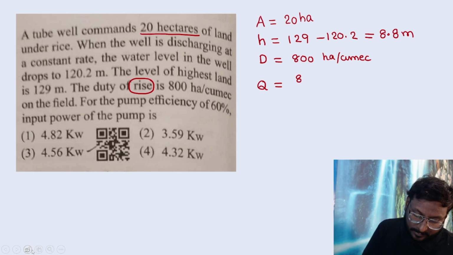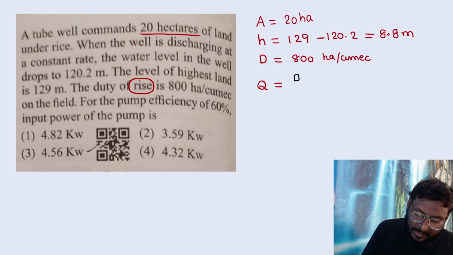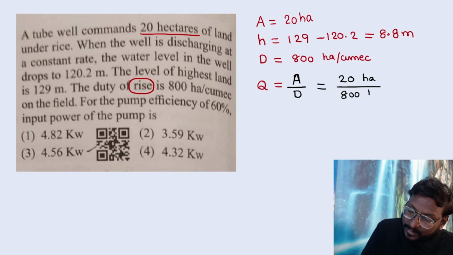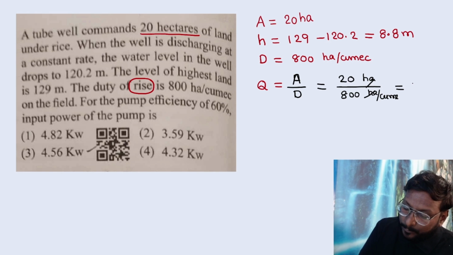Please understand, you know the duty and you know the area, so you can get the discharge. Discharge is equal to area by duty. Area is 20 hectare, duty is 800 hectare per cumec, so you get it in cumecs. 20 by 800 gives 0.025 meter cube per second.